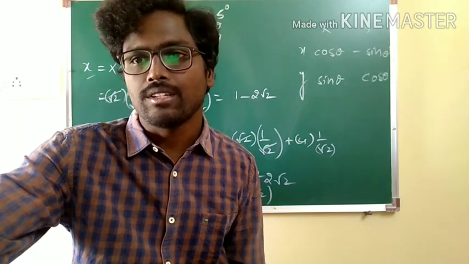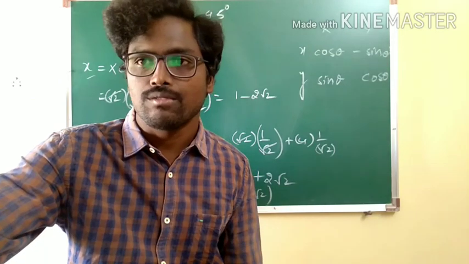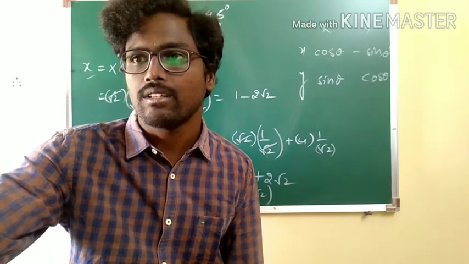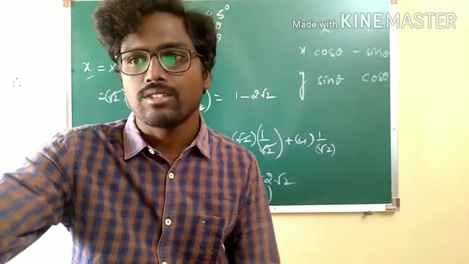Okay, so here we have the options. 1 minus 2 root 2, 1 plus 2 root 2 as the first option. So very clearly it is satisfied, that is option 1. Okay, now please take the next question.